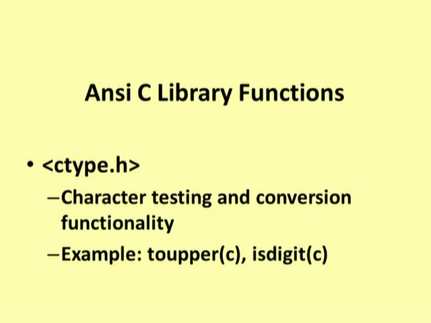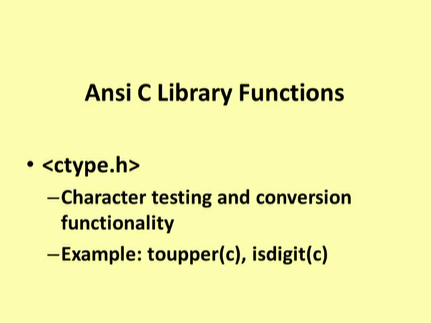Now, what are the different types of header files available with the C library? In ANSI C, if we use the ANSI C compiler, the list of library functions is available here. The first we discussed is ctype.h. To use this header file in a C program, we have to write include ctype.h. What type of functionality does ctype.h contain? It contains character testing and conversion functionality.